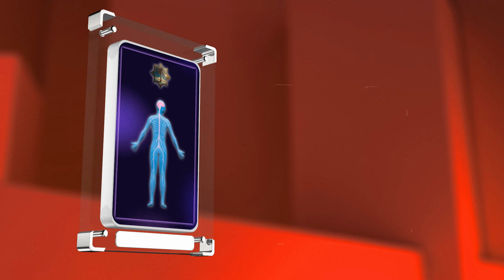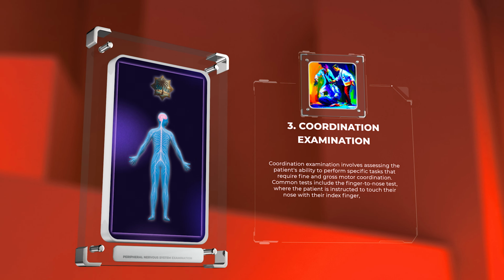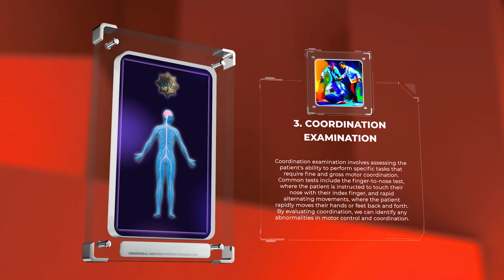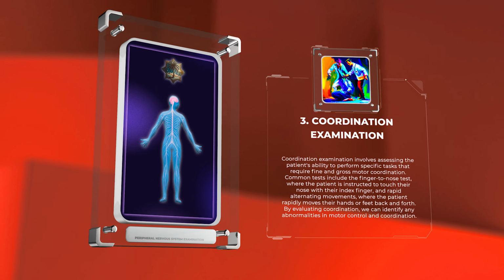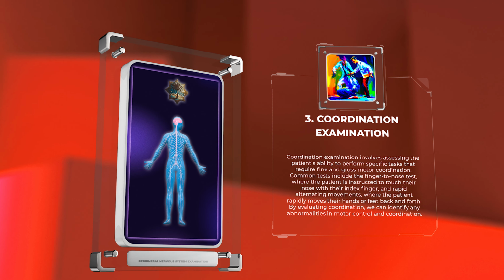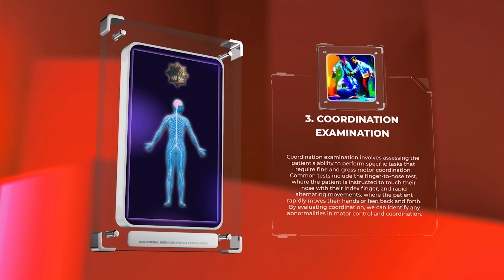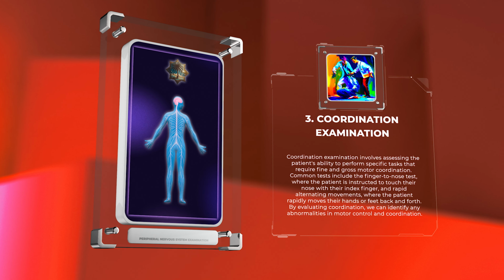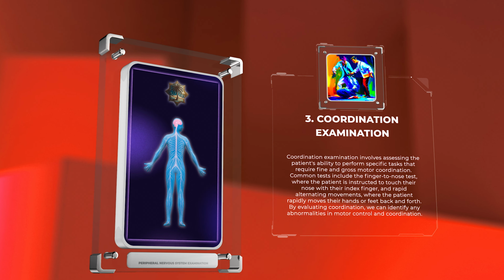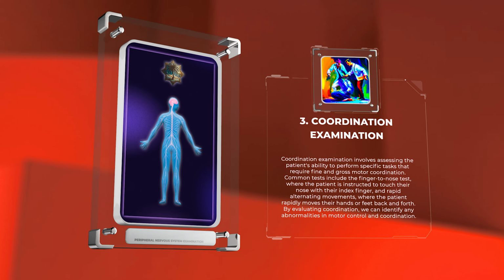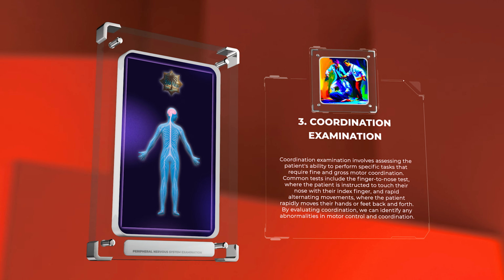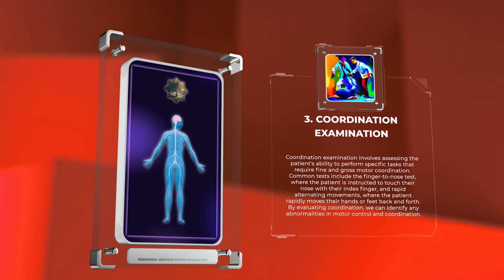Coordination examination involves assessing the patient's ability to perform specific tasks that require fine and gross motor coordination. Common tests include the finger-to-nose test, where the patient is instructed to touch their nose with their index finger, and rapid alternating movements, where the patient rapidly moves their hands or feet back and forth. By evaluating coordination, we can identify any abnormalities in motor control and coordination.